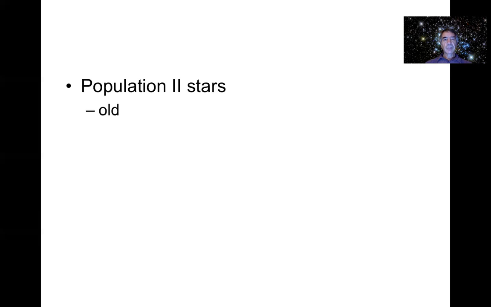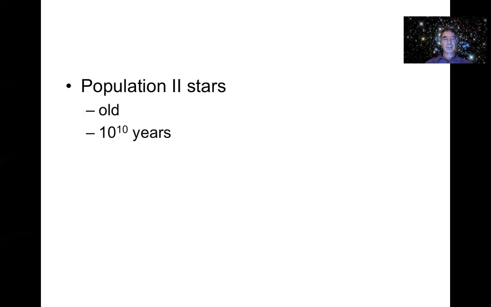Now let's talk about population 2 stars. Okay? So as you can imagine, these are the kind of opposite of population 1. So they're very old, so 10 billion years typically. And a good number to keep in your head here is the idea that the universe itself is only 14 billion years old from what we understand about cosmology.